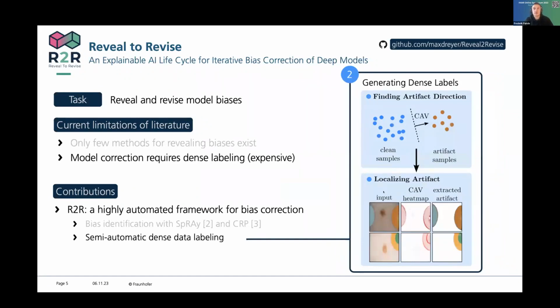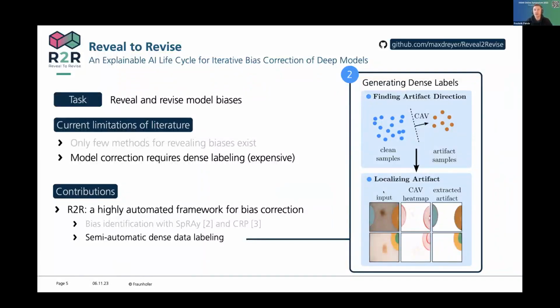Second step now is to generate rich labels. Because one problem with many model correction methods is that they require really dense labeling. It's really expensive to get those labels. Like, for example, precise localizations of those artifacts so that we can tell the model to ignore that information. So in our framework, we suggest a method to semi-automate this step by using so-called concept activation vectors, also called CAVs.